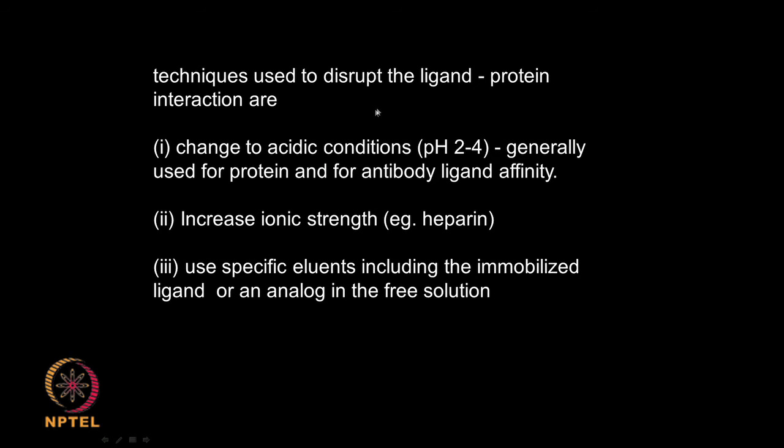So, techniques used to disrupt the ligand-protein binding. Once you have done the job, you have isolated, you need to collect it back. So, what do you do? We can change to acidic conditions, pH 2 to 4, generally used for protein and antibody ligand affinity, increase ionic strength, for example as in heparin, use specific eluents including the immobilized ligand. So, the same ligand we can send, so that the protein comes out, or an analog in the free solution. The analog will go and replace the original protein bound to the stationary phase. So, different techniques are followed.